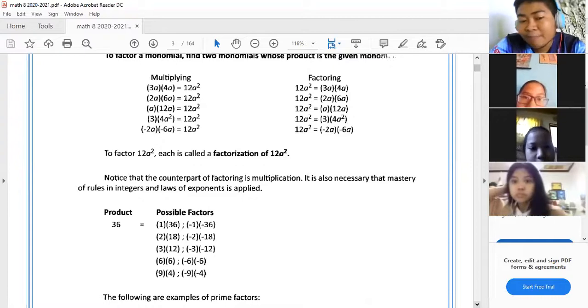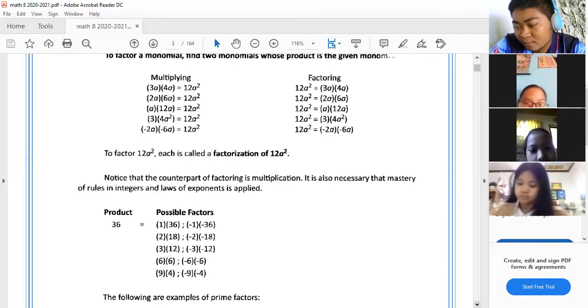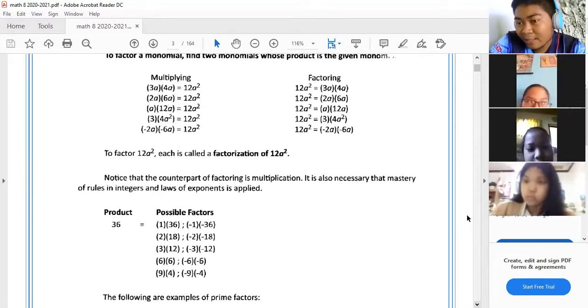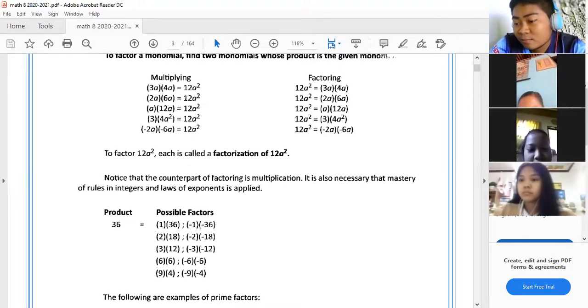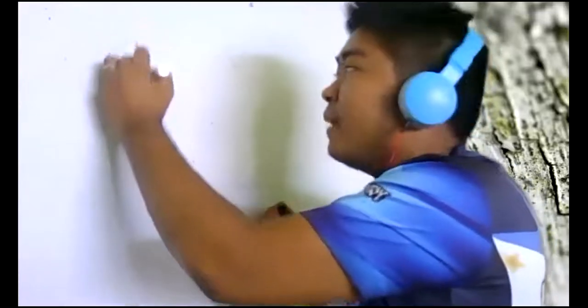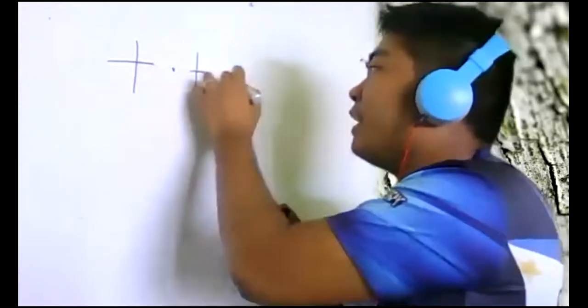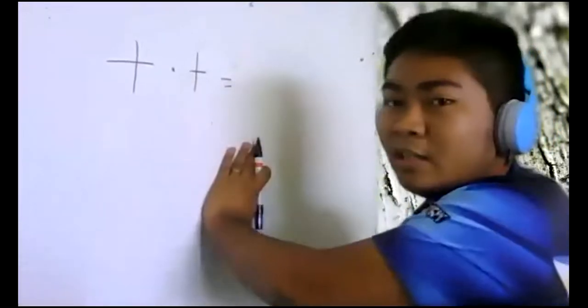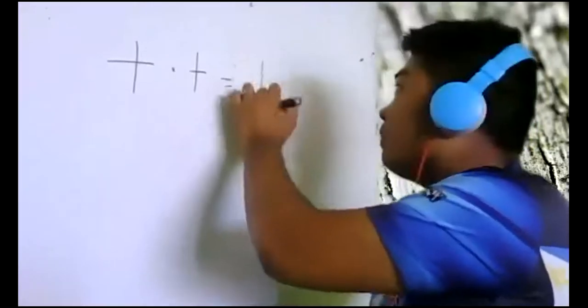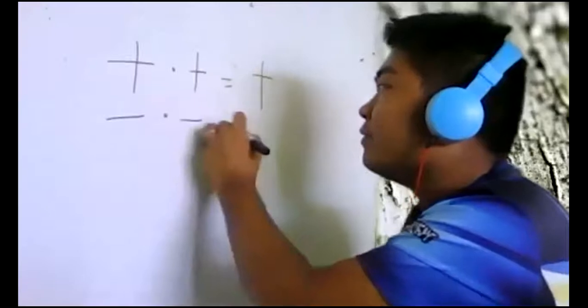Ulit, try natin to recap. Positive times positive. The answer is? Anyone? Positive times positive. Negative. Ha? Ay, positive. So, dapat master nyo to. Ayan. So, positive multiplied to positive. The answer is? Positive. Positive pa rin. How about negative times negative?